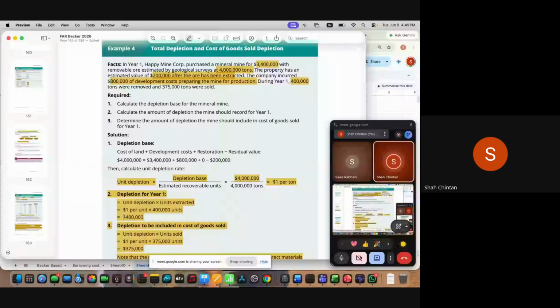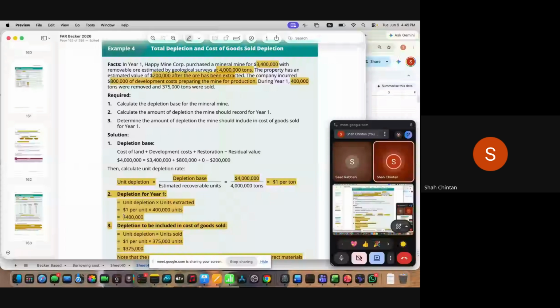Now the property has an estimated value of 2 lakh after the ore has been extracted. So everything will be completed. You expect 200,000 of residual value at the end of the useful life of the property. The company has incurred 8 lakh of development cost for the mine production. So any cost you incurred before the asset is ready to use is a capitalized cost. So first of all, we need to identify what is my depreciable base. So let's use one more example here. So this is a book example. So what is my purchase cost? It's 3.4 million.